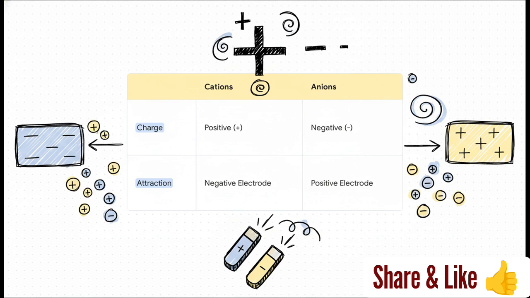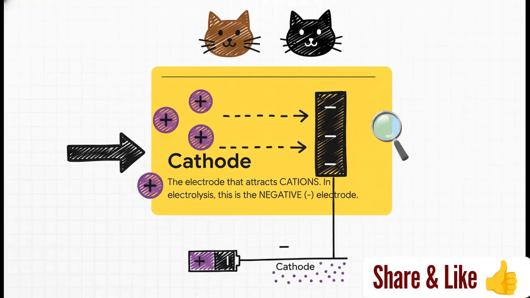And you know the rule, opposites attract. So the positive cations are going to move towards the negative electrode, and the negative anions are going to move towards the positive electrode. Simple as that. Now here is the first major connection. The electrode that attracts the cations is called the cathode. Just look at the words. Cation, cathode.